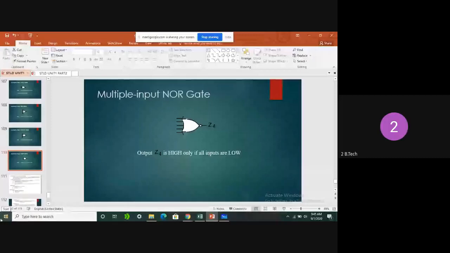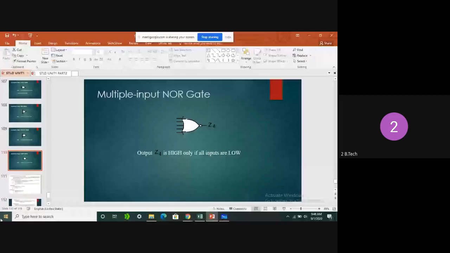Clear, all of you? In the OR gate, output is low only when all inputs are low. The output of the NOR gate is nothing but the complement of the output of the OR gate. So in the NOR gate, output is high only when all inputs are low. Clear, all of you?